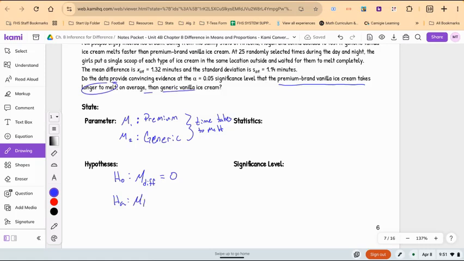So we want to know the mean diff, still going to be 0. And if I were to subtract these two, mu1 minus mu2, right? If it takes the premium longer to melt, that means whenever I did that subtraction, it would give me a positive number, okay? Because this number would be the bigger number. So the difference of those two should give me a positive value.